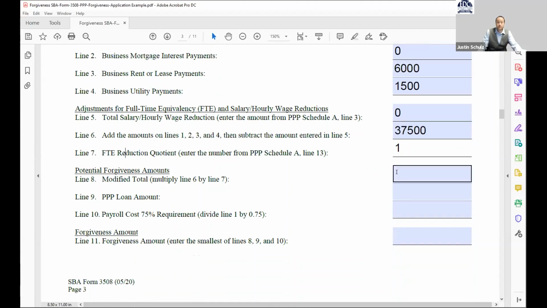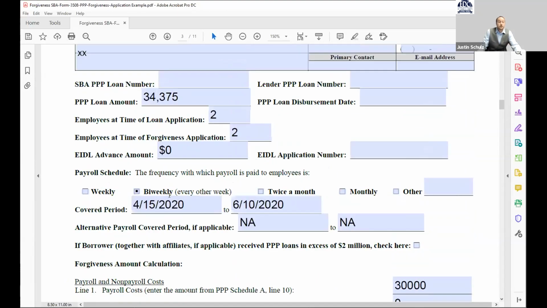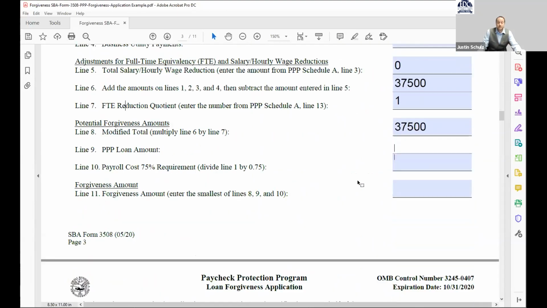Now these are the 3 key boxes for everybody. Everything comes down to these 3 boxes, because whichever one is the lesser of these 3 is what your forgiveness amount is. The modified total is line 6 times line 7. We spent $37,500. We didn't reduce any employees, so we get to multiply it by 1. And so the modified total is $37,500. The PPP loan amount was $34,375.